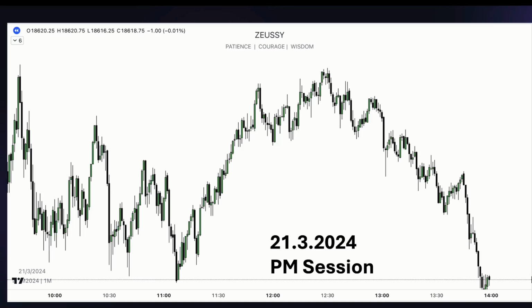Think about that for a second. So here we are on the 21st of March 2024 during the PM session, the afternoon session. I took a short here. This is on the NASDAQ for your info. You can go on my Twitter profile and you can see the execution video.